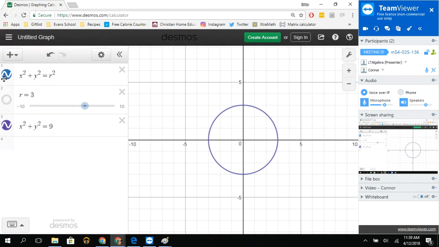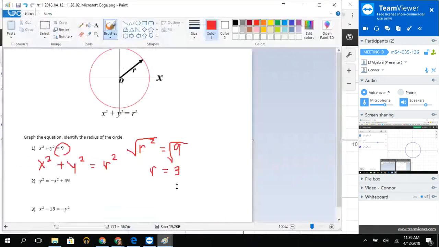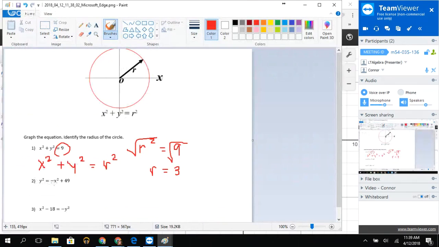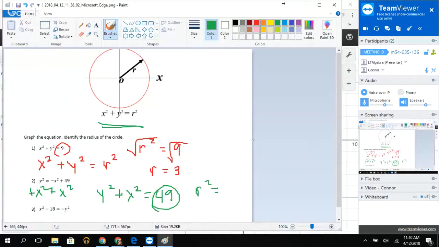The next one tries to trick you slightly. y squared equals negative x squared plus 49. Okay, so I know that my equation of a circle always looks like this. So if I add x squared to both sides, I get y squared plus x squared equals 49. All right, 49 is my radius squared. So my radius is going to be 7.